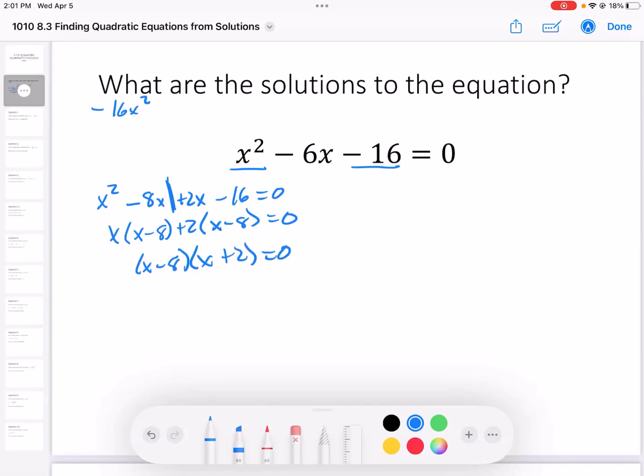So this equation and this equation are the same equation. They're just in different forms. This is standard form and this is factored form. Now that we have it in factored form, how could we find the solutions for that?